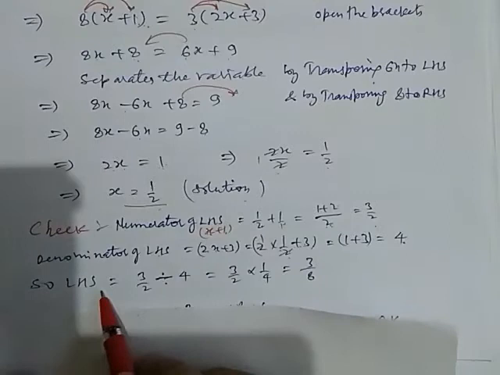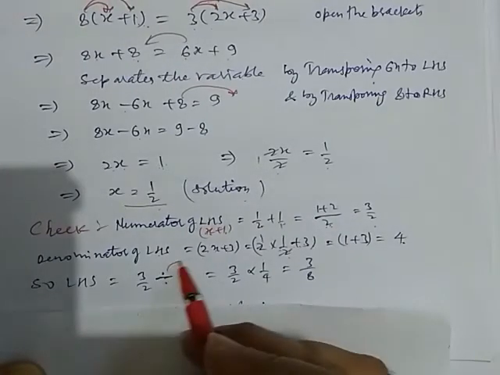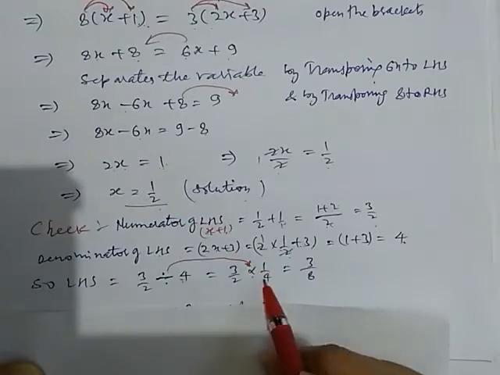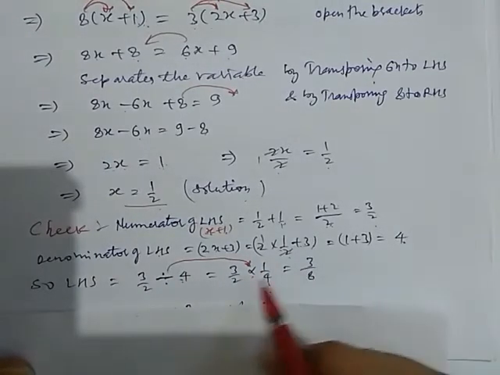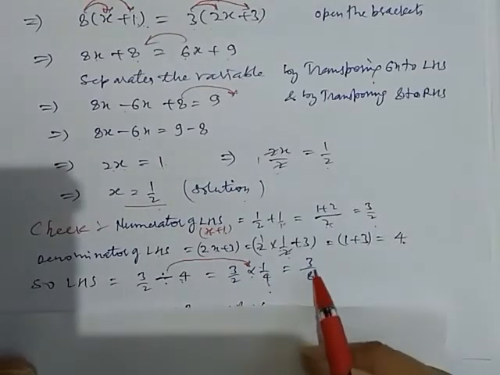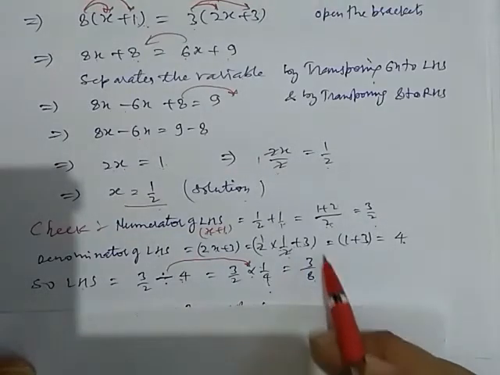So the left hand side becomes 3 by 2 divided by 4. Now this division sign is converted into the multiplication sign, and this 4 is reciprocated, becoming 1 by 4. By multiplying 3 into 1 gives 3, 2 into 4 gives 8. So our left hand side is converted into 3 by 8.